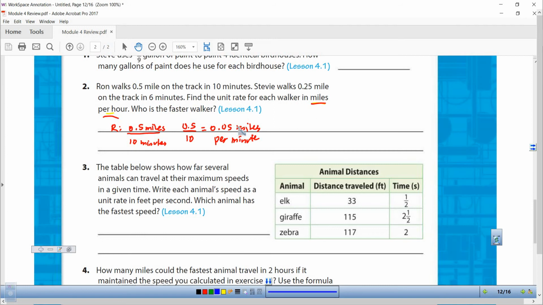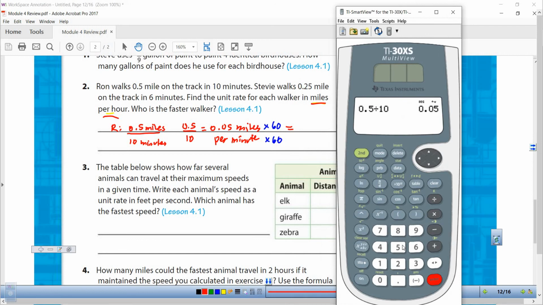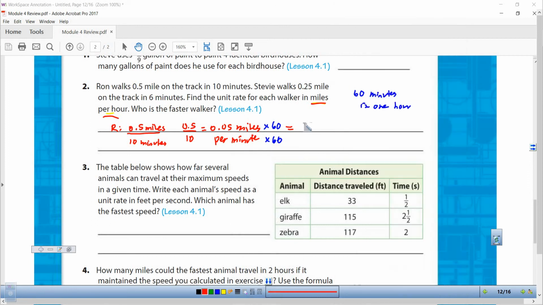Now, we don't want miles per minute. We want miles per hour. So how many minutes in an hour? Well, there are 60 minutes in 1 hour, right? So if I multiply that number by 60, that's going to give me an hour. But if I multiply the top number by 60, I have to multiply that bottom number by 60, right? So now I'm going to take that answer that I have in miles per minute, and I'm going to multiply it by 60. And when I do that, I get 3. So what do I know? I know that Ron goes 3 miles per hour.